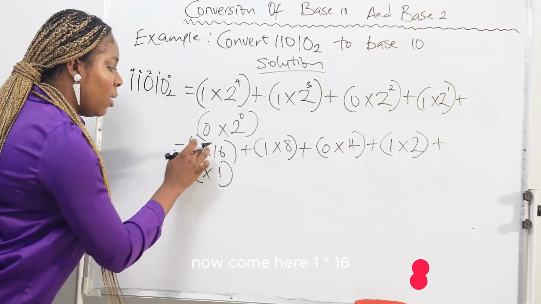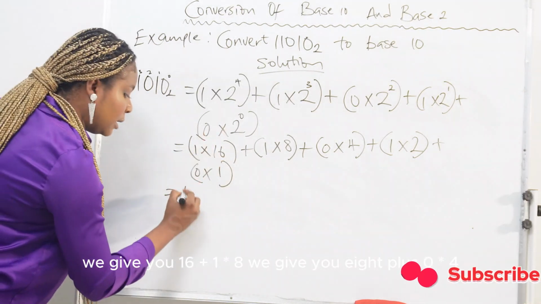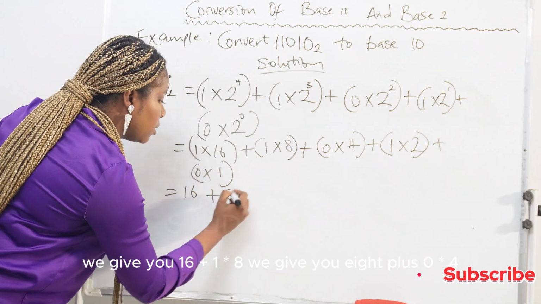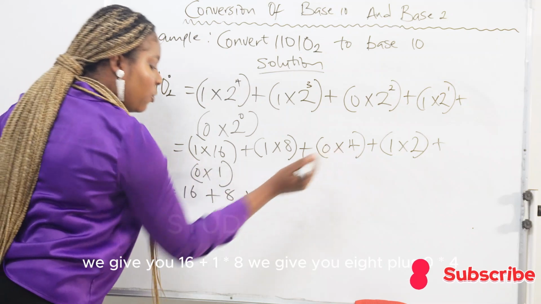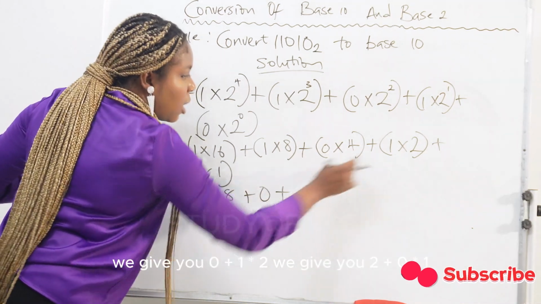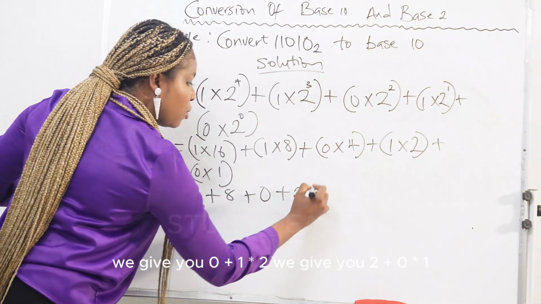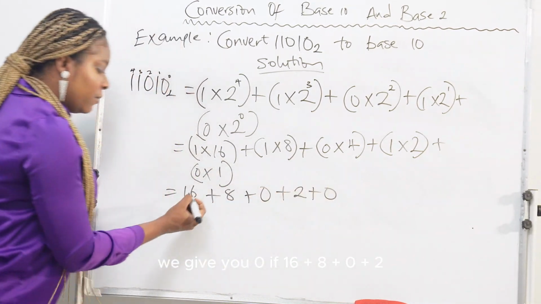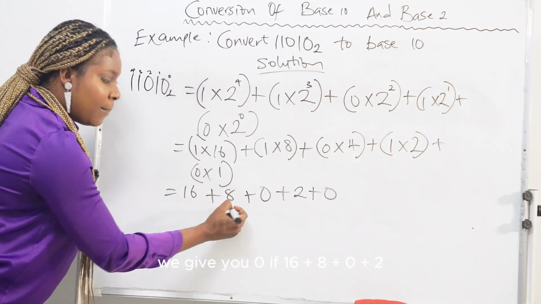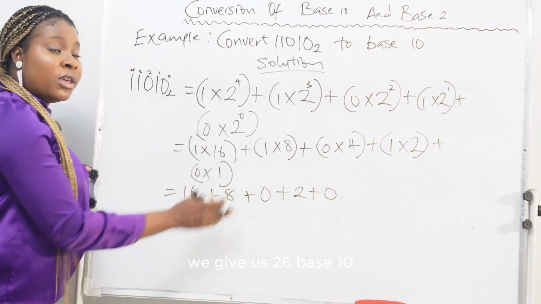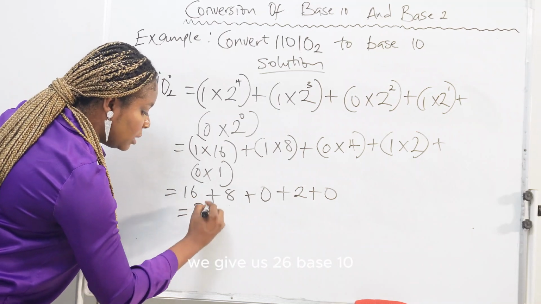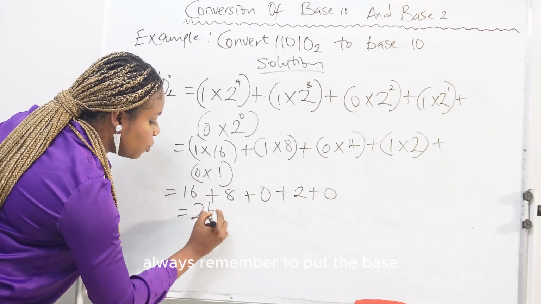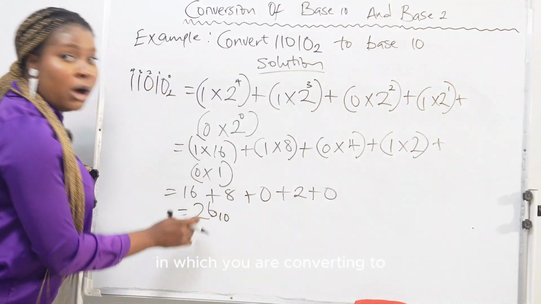Now, 1 times 16 will give you 16, plus 1 times 8 will give you 8, plus 0 times 4 will give you 0, plus 1 times 2 will give you 2, plus 0 times 1 will give you 0. 16 plus 8 plus 0 plus 2 will give us 26 base 10. Always remember to put the base in which you are converting to.